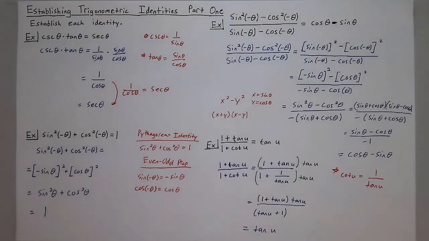Now that concludes part 1 of establishing trigonometric identities.